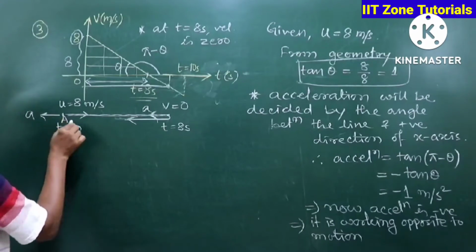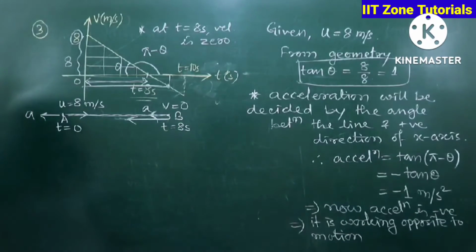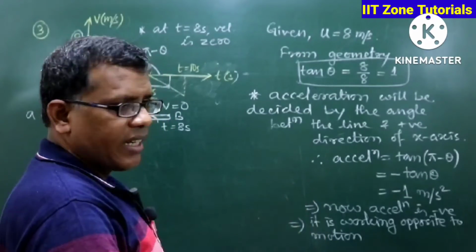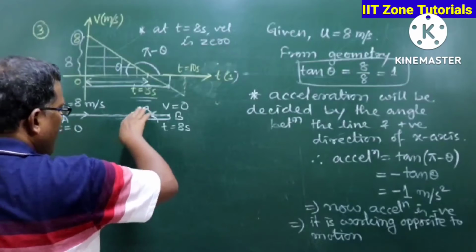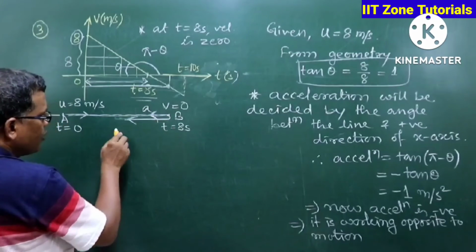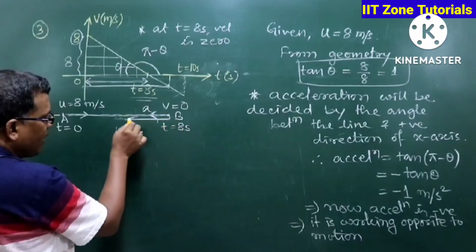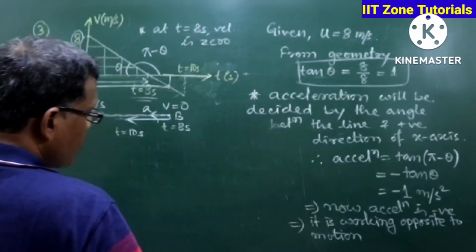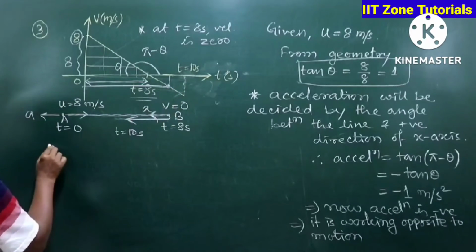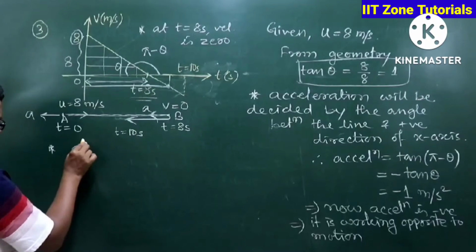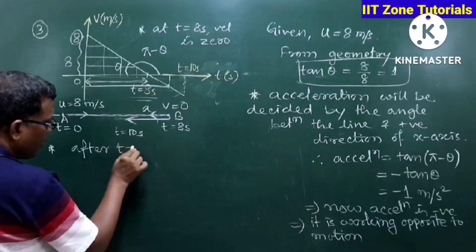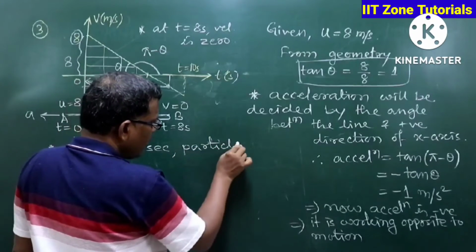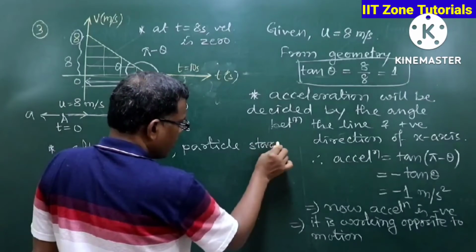If this is the starting instant, let this be the instant, position B, where its velocity turns to be 0. But the particle doesn't remain at rest after reaching B. Rather, after 8 seconds, suppose at t equal to 10 seconds, the particle has traveled some more distance moving backward. So whenever velocity is negative, we can write that after t equal to 8 seconds, the particle starts returning backward.